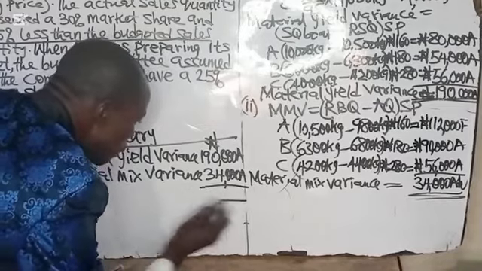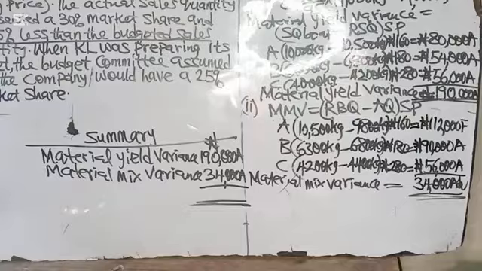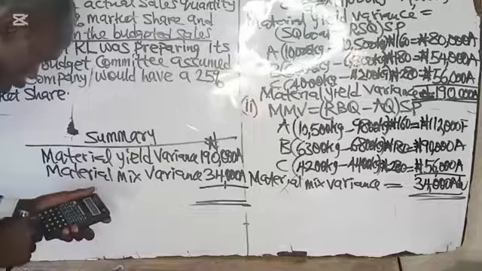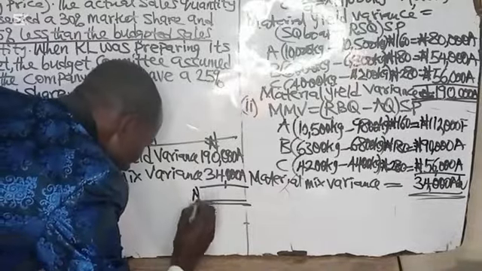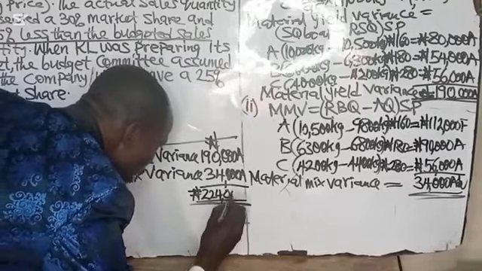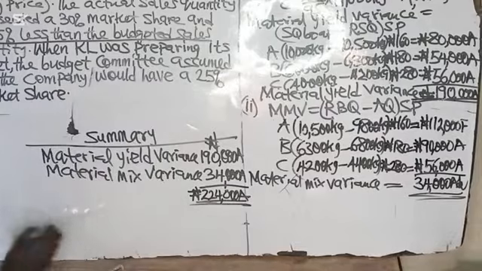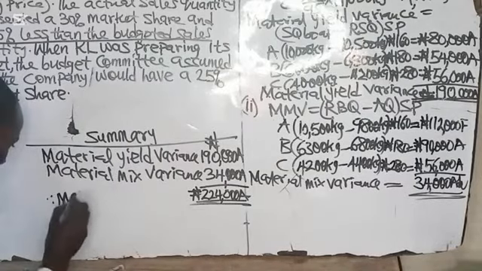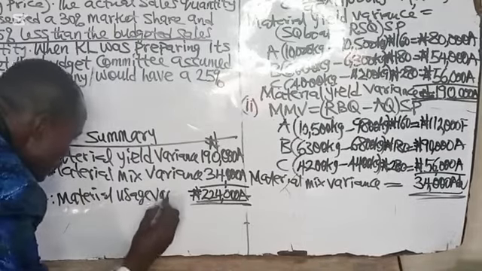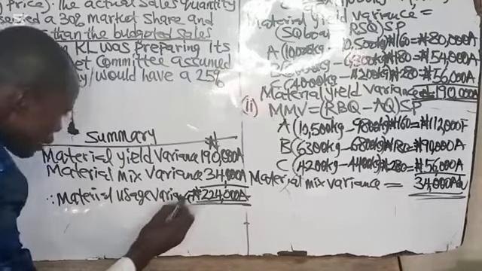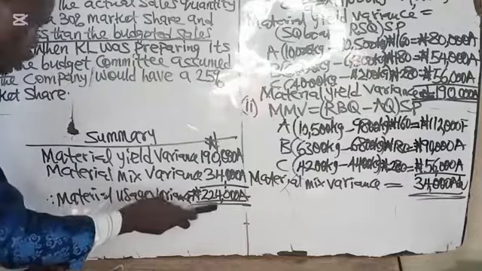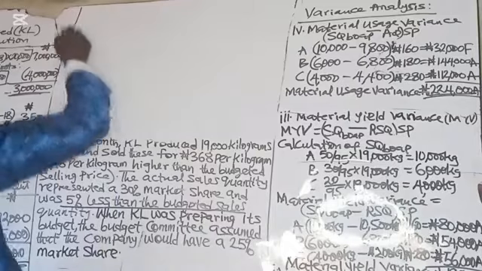If you sum them up, I've told you the sum will give you the material usage variance. 190,000 plus 34,000, that gives us 224,000 adverse. Therefore, material usage variance is 224,000 adverse. We discover that the sum of the material yield variance and material mix variance gives us the material usage variance.